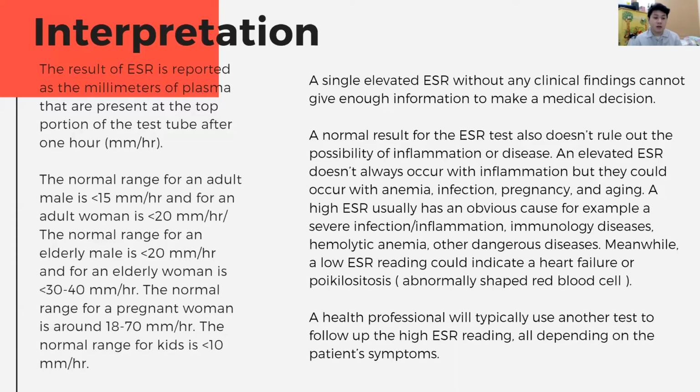The normal range for an adult male is less than 15 millimeters per hour, and for an adult woman is less than 20 millimeters per hour. The normal range for an elderly male is less than 20 millimeters per hour, and for an elderly woman is less than 30 to 40 millimeters per hour. The normal range for a pregnant woman is around 18 to 70 millimeters per hour. The normal range for kids is less than 10 millimeters per hour.